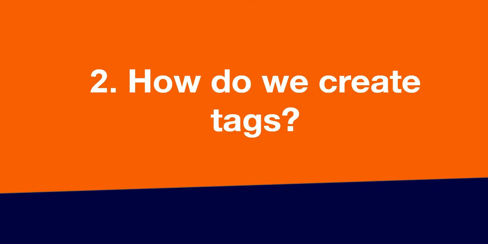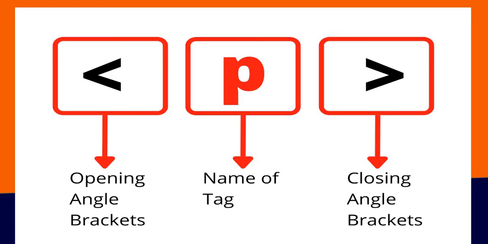How do we create tags? All HTML tags must be enclosed with angled brackets. For example, we have the opening angled bracket, then the name of the tag, and then the closing angled bracket. Every tag in HTML performs different tasks. If you have used an open tag, then you must use a closing tag, except for a few tags that we shall see in the future.